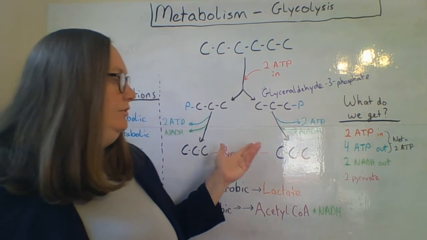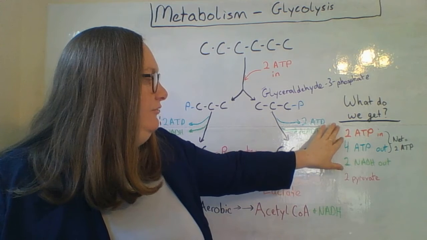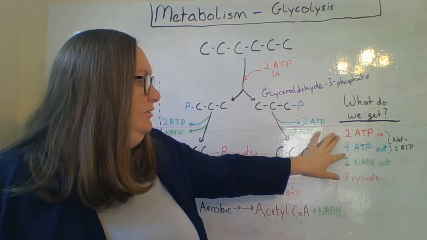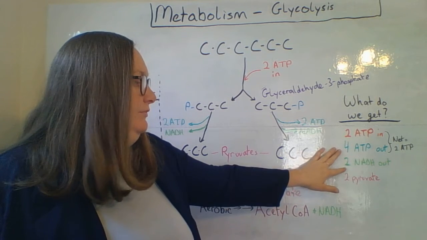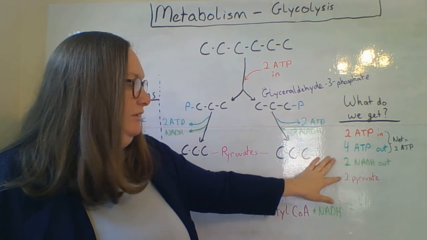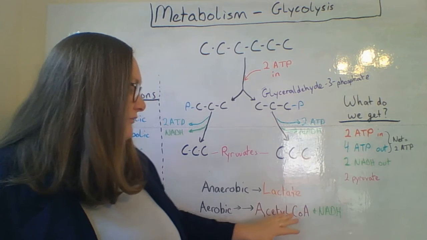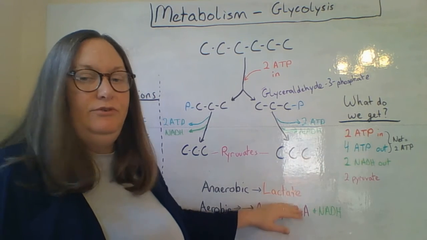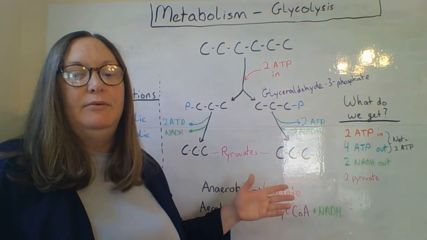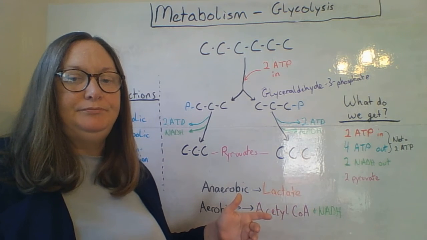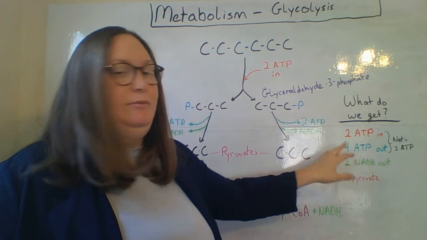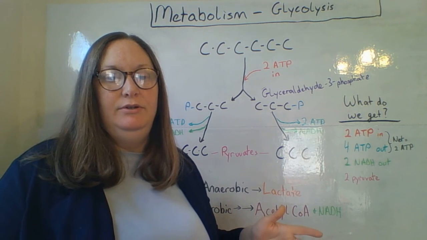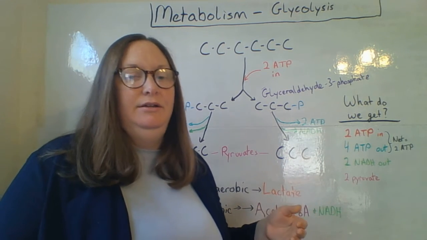So what do we have total here? For glycolysis, you had 2 ATP in, 4 ATP out, because 2 from each side in the payoff phase, 2 NADH out, and 2 pyruvates. The pyruvates then can take one of these 2 pathways, depending on whether or not there's oxygen available. Does that make sense? So our net is 2 ATP for each glucose molecule. Not a lot, not a lot.